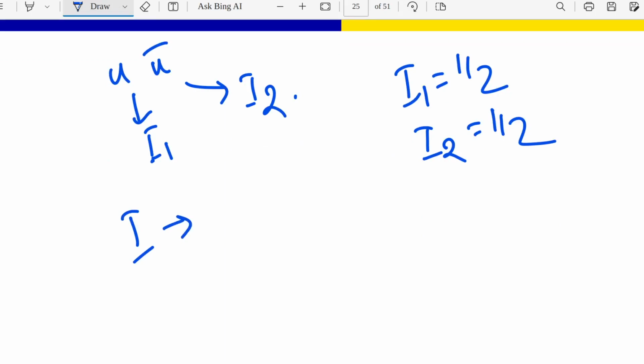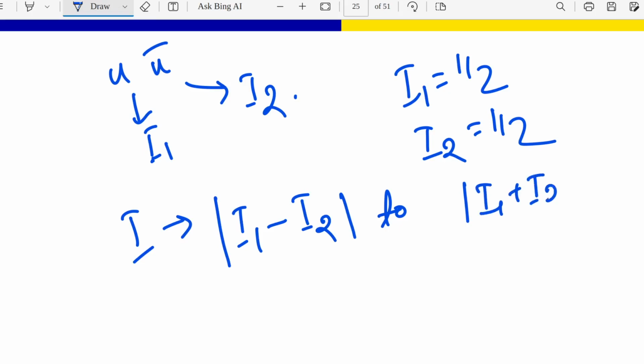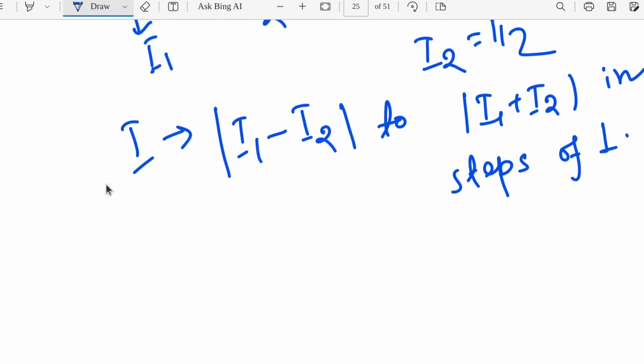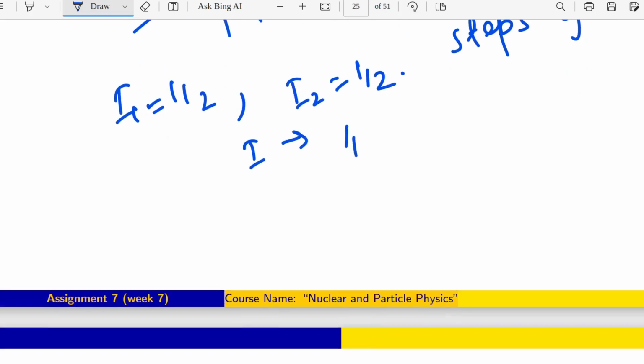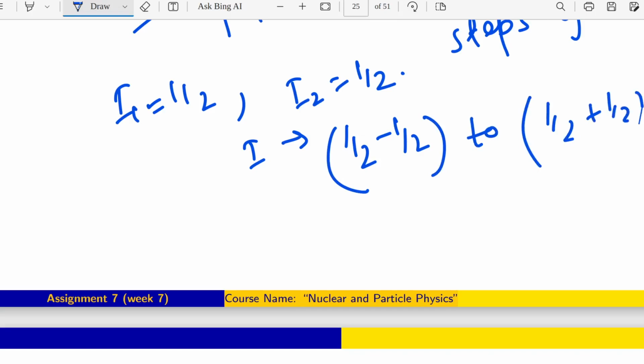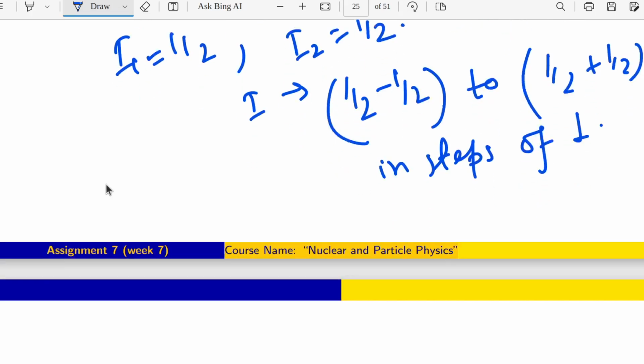As it is a vector summation, we can write it like this: mod of I1 minus I2 to mod of I1 plus I2, in steps of 1. So this is the answer for that. Now coming to the values here, I1 is half, I2 is also half. Then what will be the value of I? I can have the value half minus half to half plus half, in steps of 1.